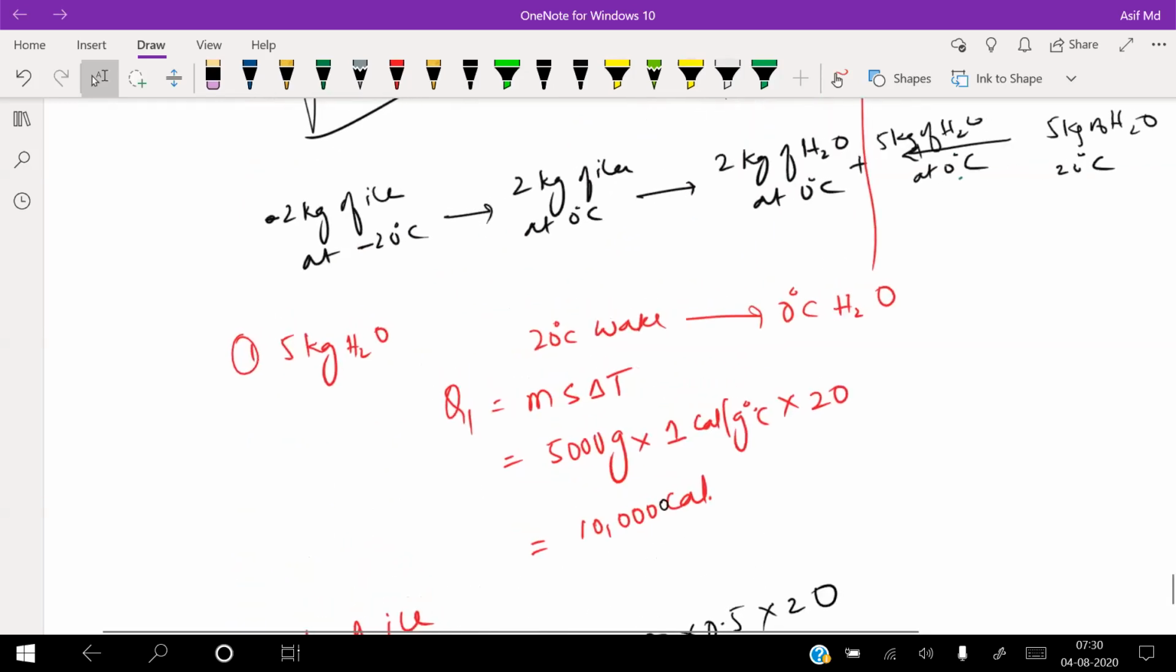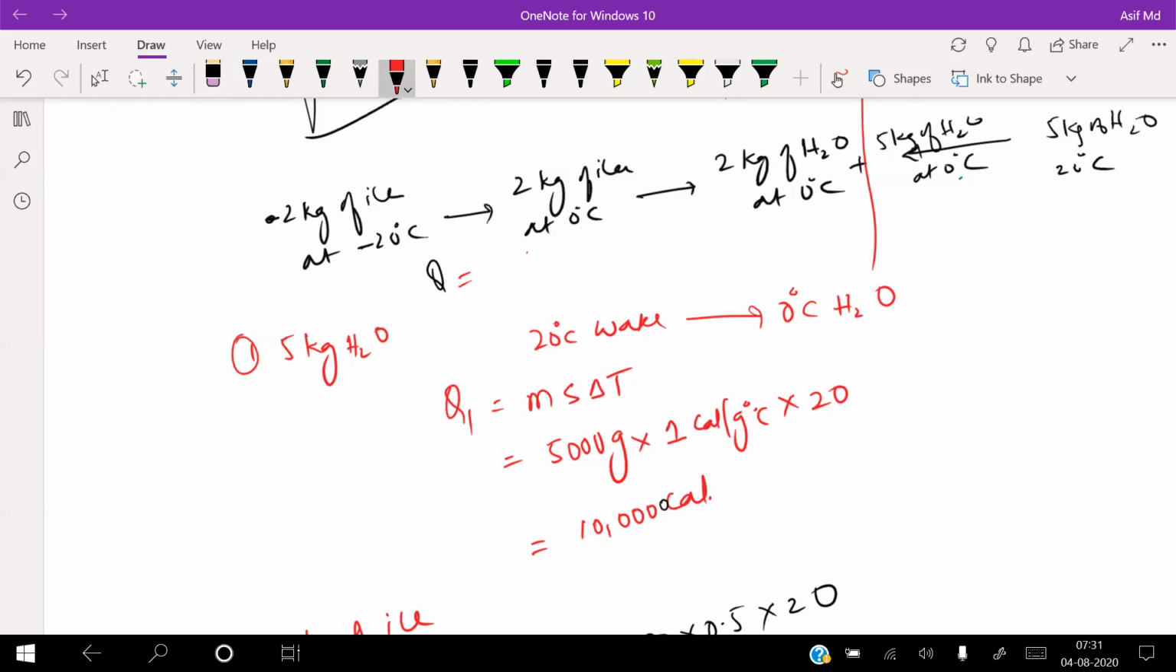2 kg of ice at minus 20 degrees centigrade will turn into 2 kg of ice at 0 degrees centigrade. That means there is no change in state. Q is equal to M into latent heat of your ice, అవునా కదా? Sorry, there is a change in temperature. MS into delta T is what I've taken here, whereas here there is no change in state.